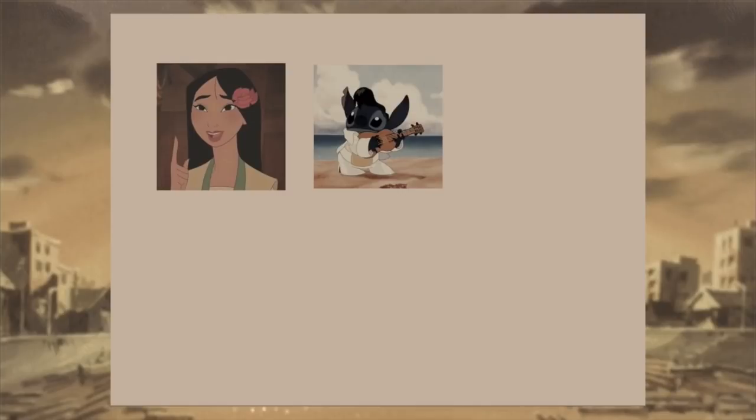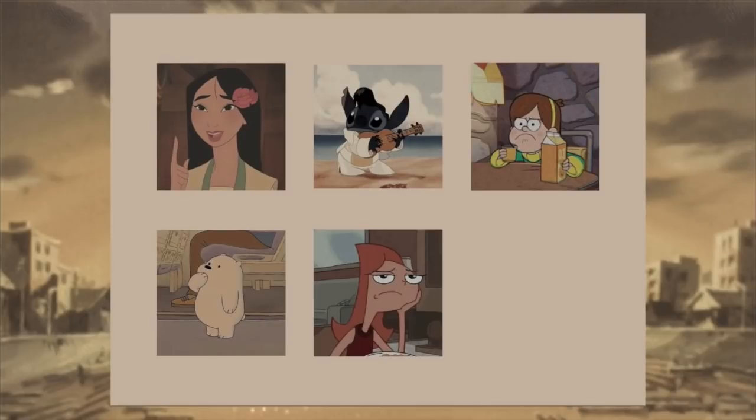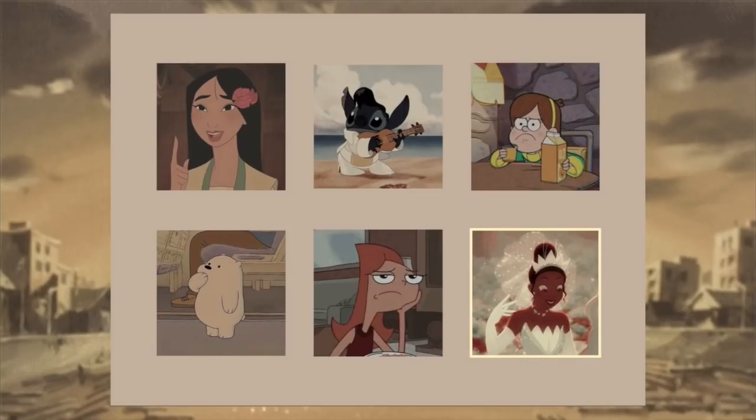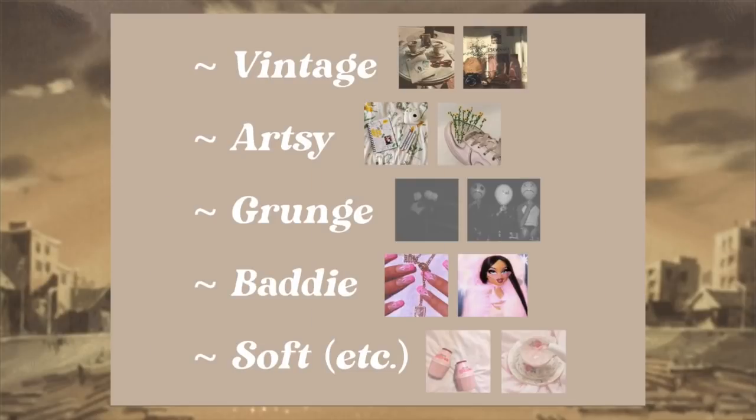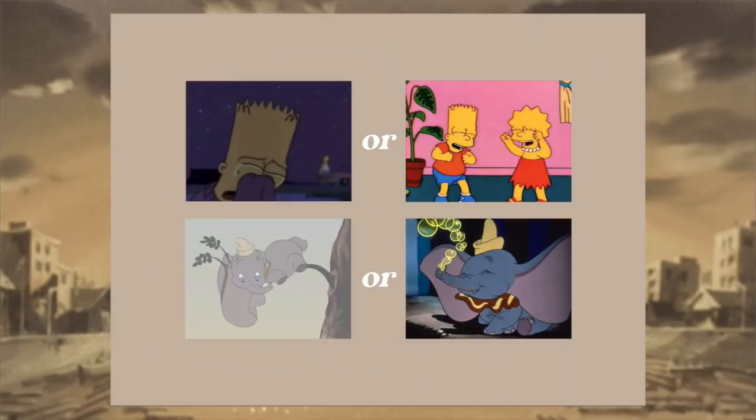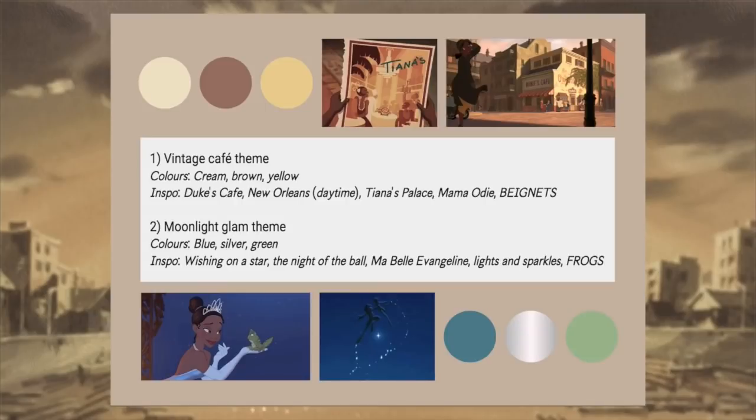Choose one cartoon you want your intro to be inspired by. Only having one will make it more cohesive. I chose The Princess and the Frog. From that, brainstorm the sort of aesthetic or theme you want, as you could go multiple ways. I always do this, and I give a little description of what I want in the final product. From the cartoon I chose, I had two ideas, a vintage cafe theme and a moonlight glam theme.